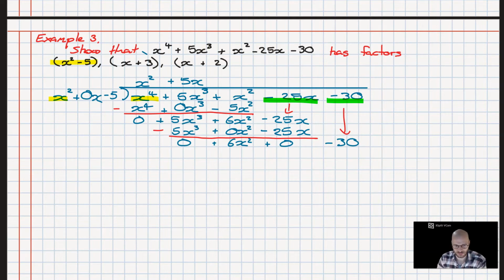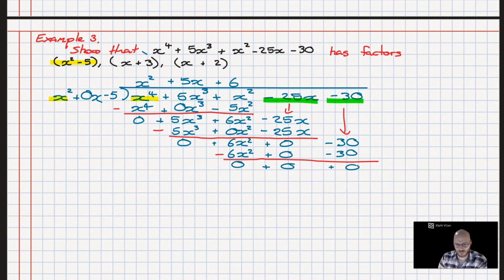Now evaluating this, we're going to get 6x squared. What do we need to multiply x squared by to make it equal 6x squared? Well, just multiply it by 6. So that will give us 6x squared. We'll get a 0 in between. And then 6 times negative 5 is minus 30. Going in for the subtraction once again. We're going to find that we get 0, 0, 0.